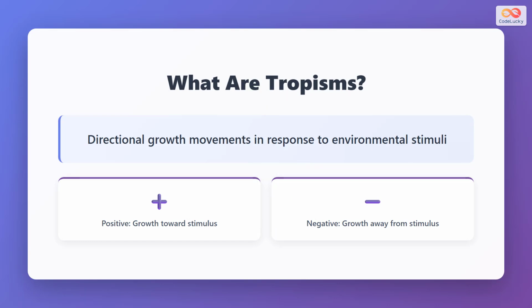Tropisms are directional growth movements that plants make in response to environmental stimuli. Think of them as the plant's way of moving without actually changing location. There are two main types: positive tropisms, where the plant grows toward the stimulus, and negative tropisms, where the plant grows away from the stimulus. This simple mechanism allows plants to optimize their position for survival.